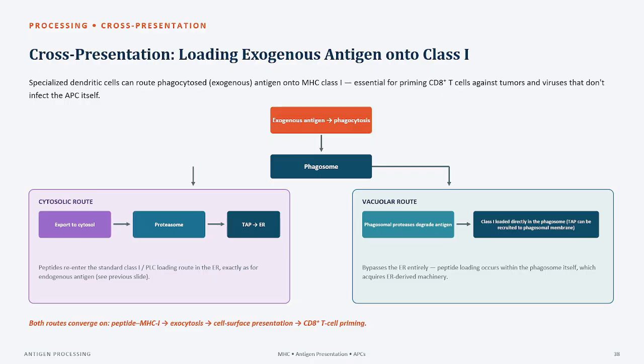The MHC class 1 molecules are then recruited directly to the phagosomal membrane. The peptide loading happens entirely within the phagosome using ER derived machinery that has merged with the vacuolar compartment, bypassing the main ER lumen. So, regardless of whether the antigen takes the cytosolic or the vacuolar route, both pathways ultimately converge on the same endpoint to prime immunity, where you have the peptide MHC1 complex followed by exocytosis and cell surface presentation to the CD8 plus T cell primer.